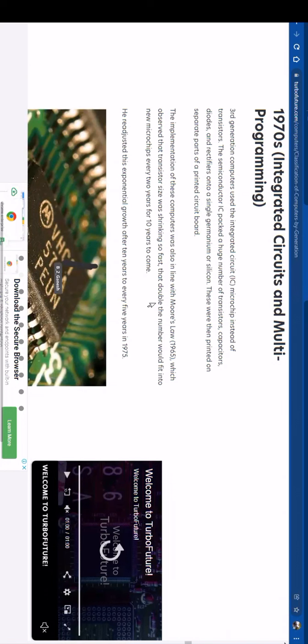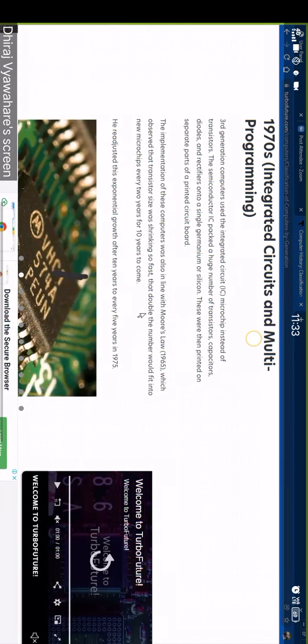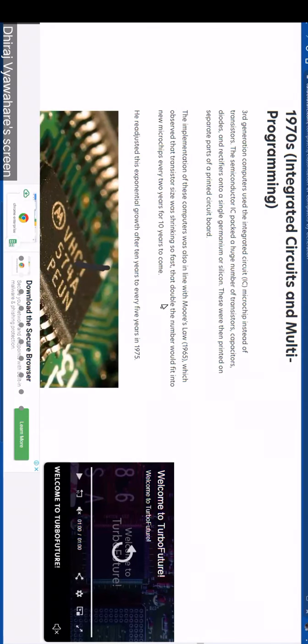Okay? The implementation of these computers was also in line with Moore's law in 1965, which observed that transistor size was shrinking so fast that double the number would fit into the new microchips every 2 years for 10 years to come.